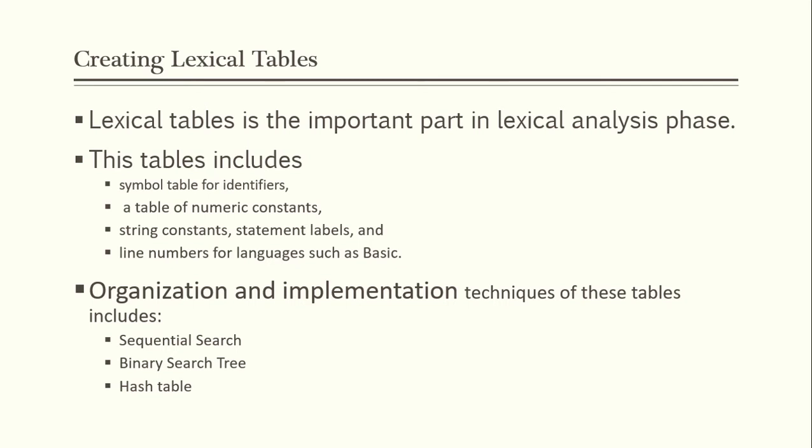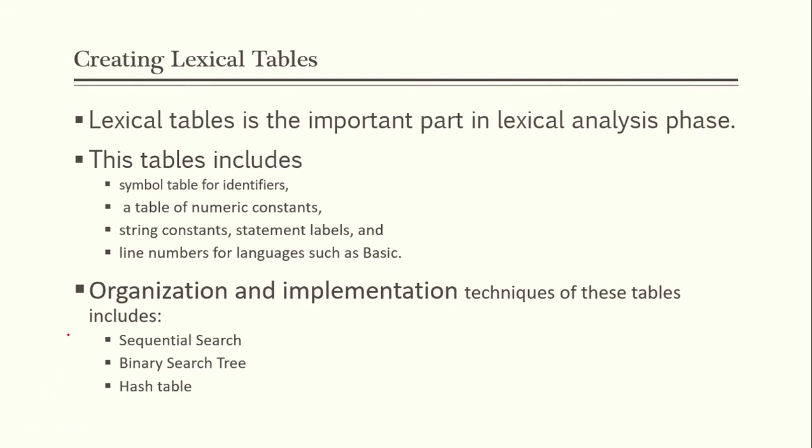So for creating lexical tables, this is actually the important output from the lexical analysis phase, the first phase of the compiler. So this is the important part, the lexical table. This table includes a symbol table for identifiers, a table for numeric constants, string constants, statement labels, as well as a line number for a language, for example, like BASIC.